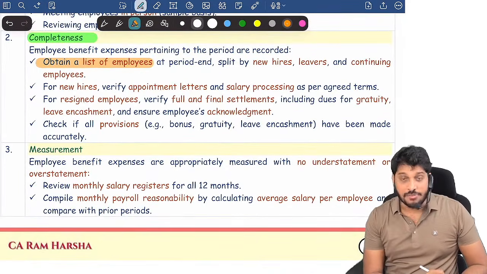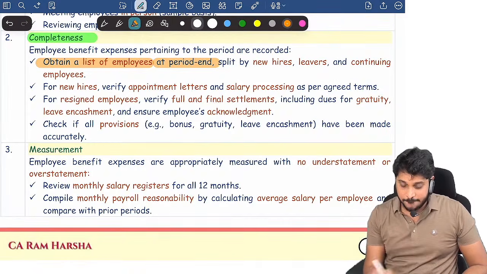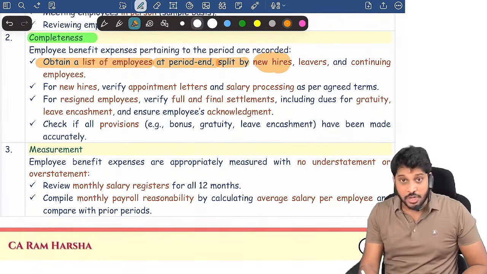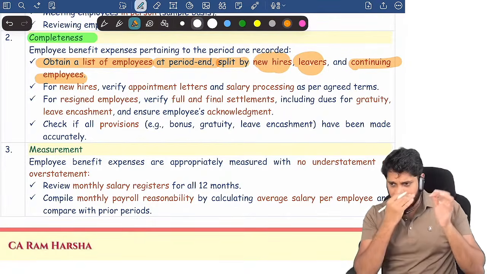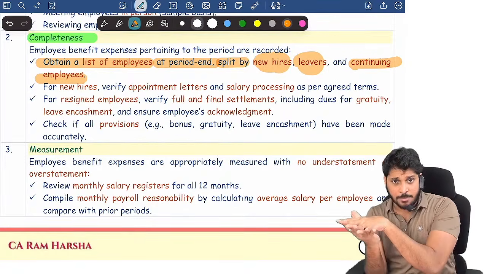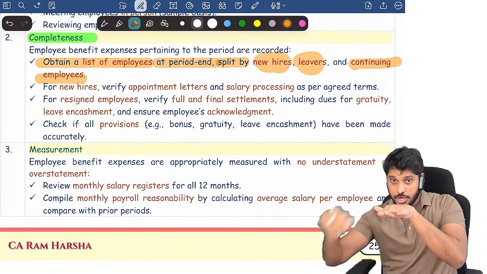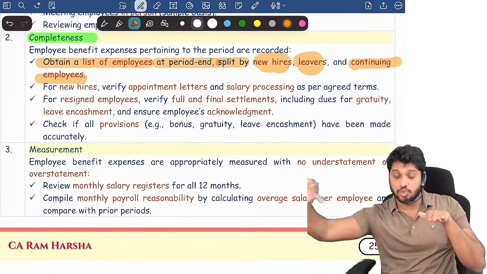First, get a list of employees at the period end, split by how many were newly hired, how many left the company, and how many are continuing. So get the list of employees as on 31st March, and a list of the total number of employees during the year, which includes newly joined, those who left, and those who are continuing.